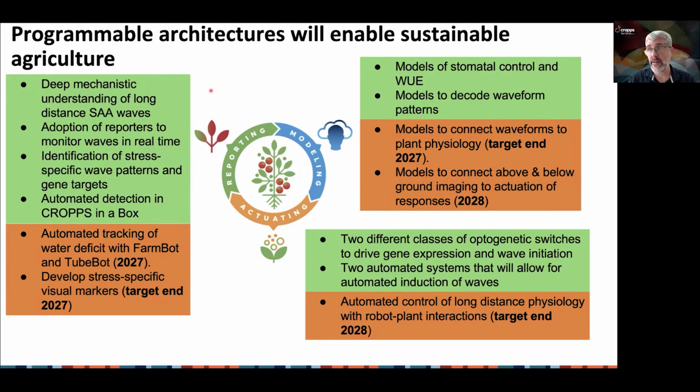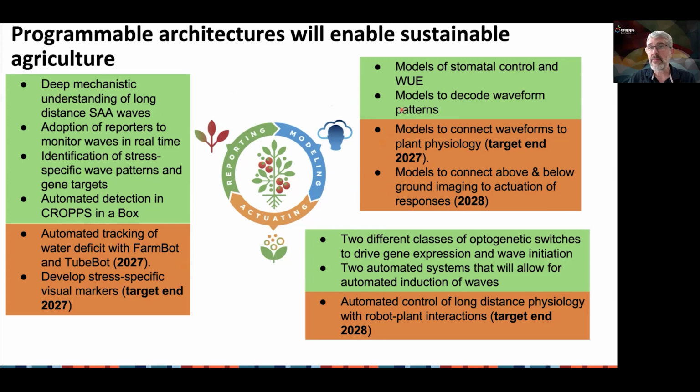Okay, to summarize what I'm telling you about with Exemplar 3 with respect to closing the loop and reporting, modeling, and actuating. With reporting, we've developed a deep mechanistic understanding of long-distance SAA waves and adopted reporters to monitor waves in real time, identified stress-specific wave patterns and gene targets, and automated detection in crops in a box. We look forward to automated tracking of water deficit with FarmBot and TubeBot and to developing stress-specific visual markers. So the orange indicates what we'll be doing in phase 2.